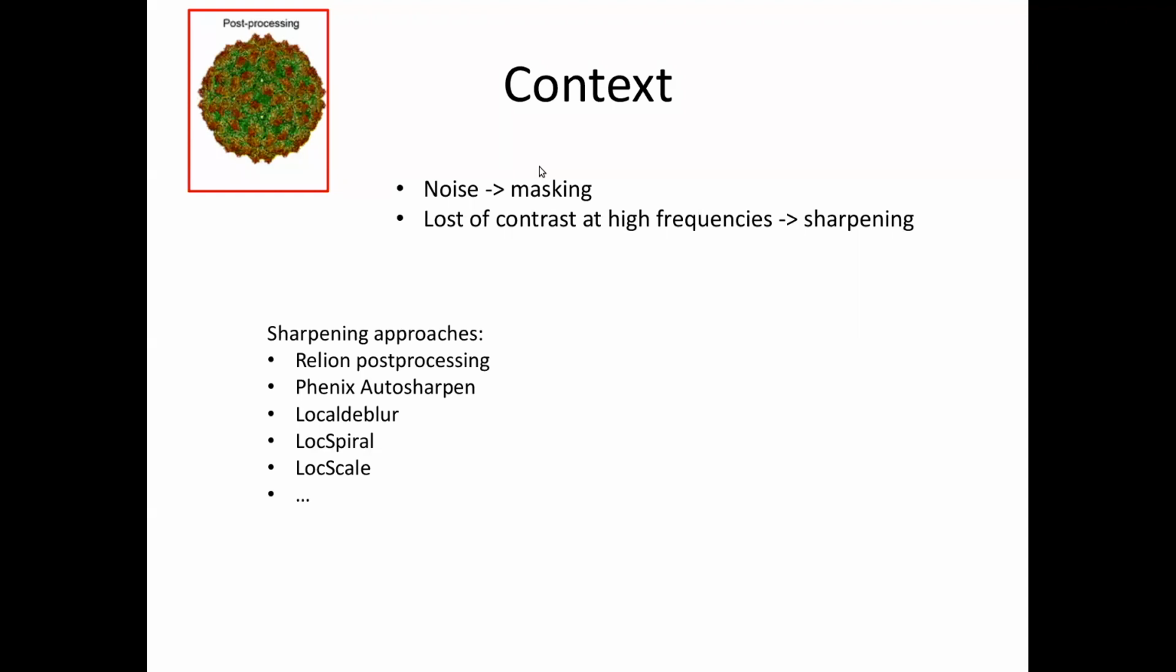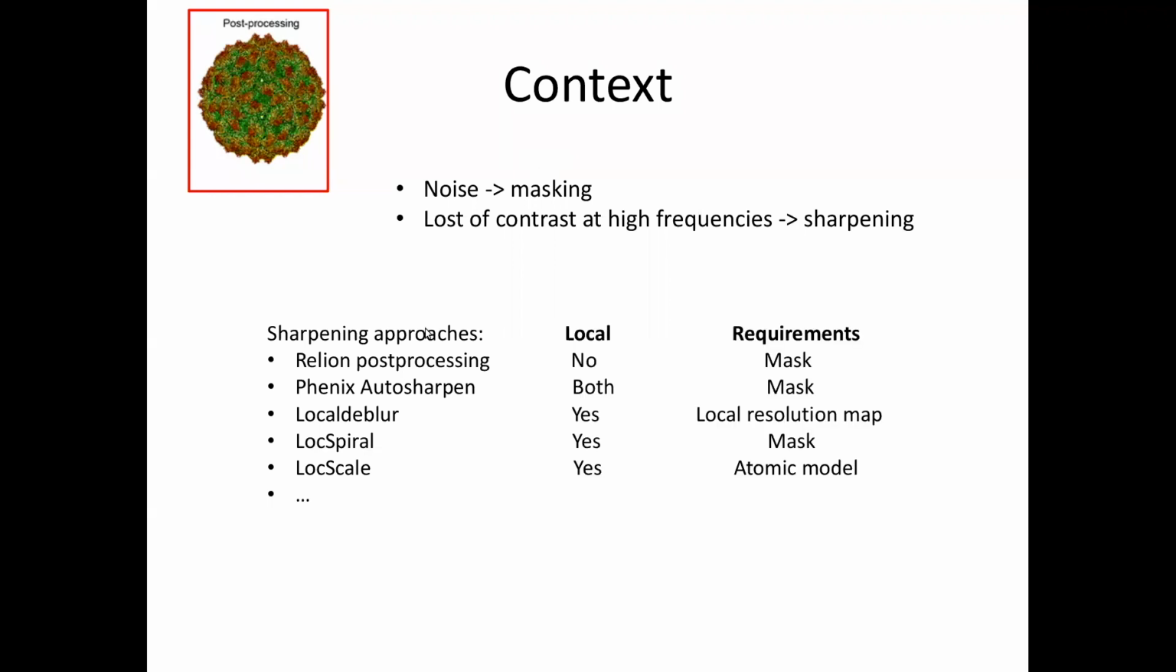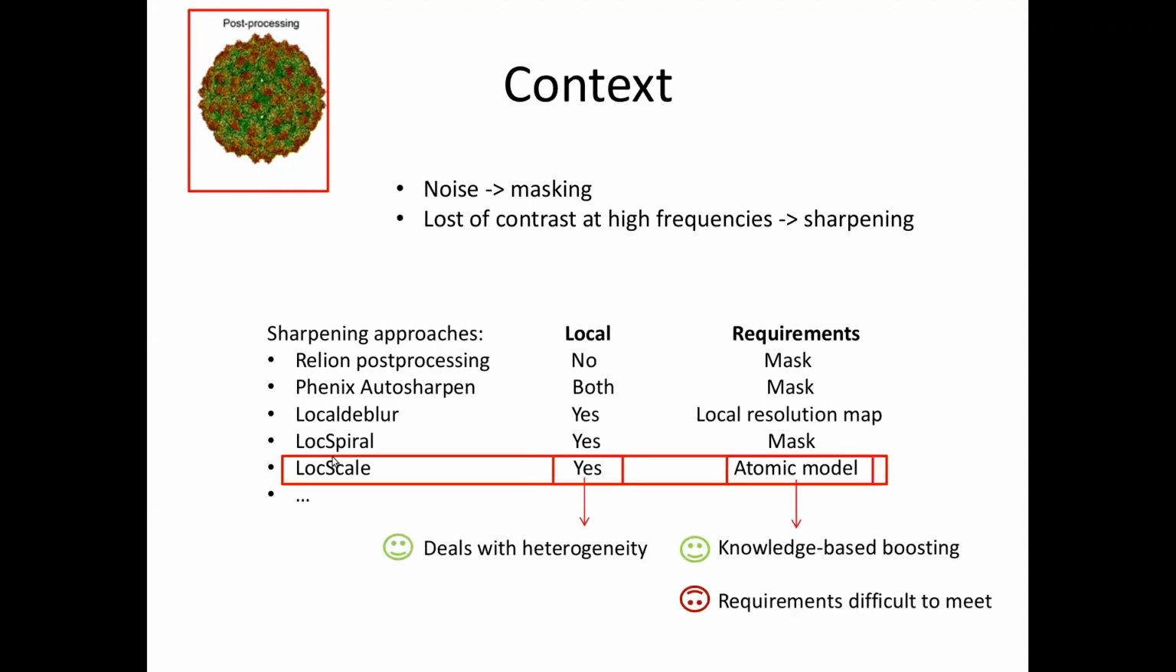Masking is sometimes more an art than a science, and regarding sharpening, there are several different approaches. Practically every package has their own, and they are good for most situations, but there are some differences. And among all the different sharpening approaches, we really like this LocScale approach. Why? Because this is a local approach, and it means that it deals well with heterogeneity, and also because this is a knowledge-based approach. It makes use of atomic models.